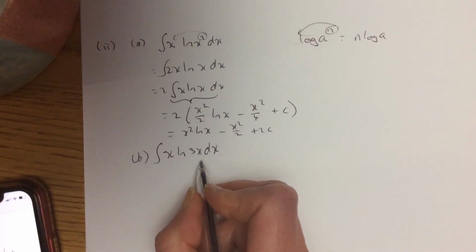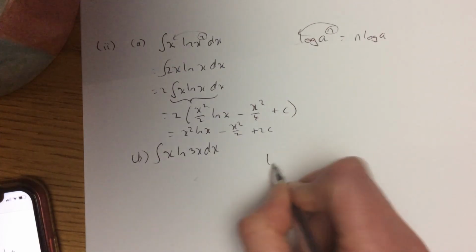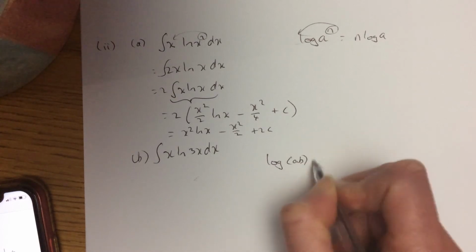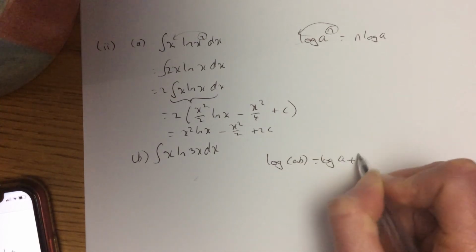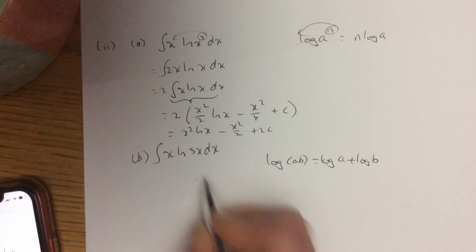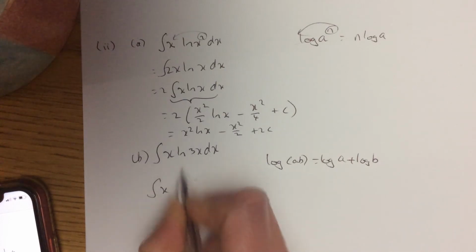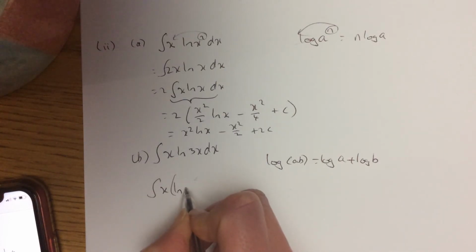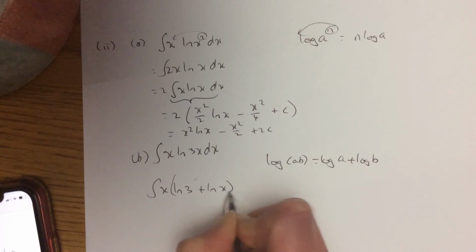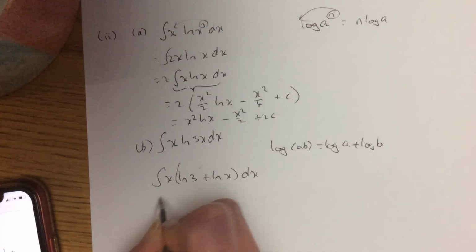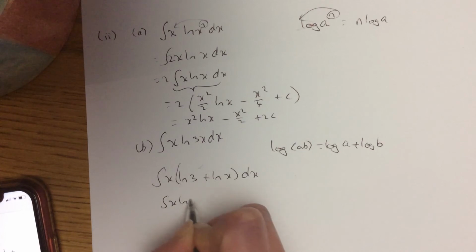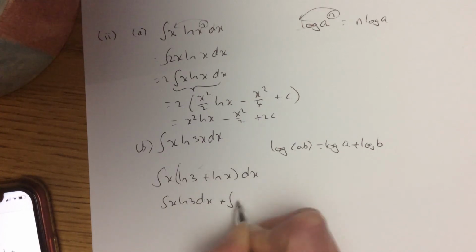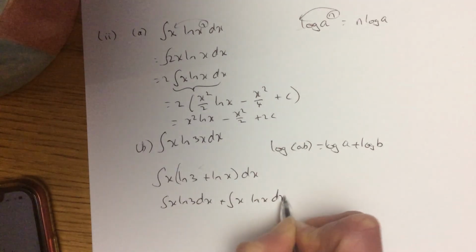For this one, I'm going to think of the log rule. Do you remember this one here? If you're multiplying two numbers, you can separate them out and add the logs. So I'm going to write this as log 3 plus log x. Now I'm just going to times through by x. So that's my first integral, and there's my second integral.